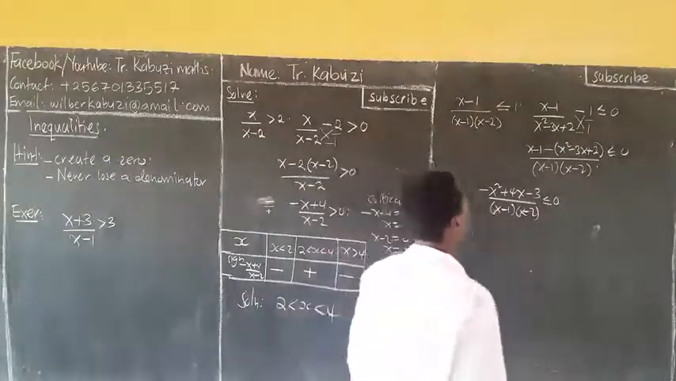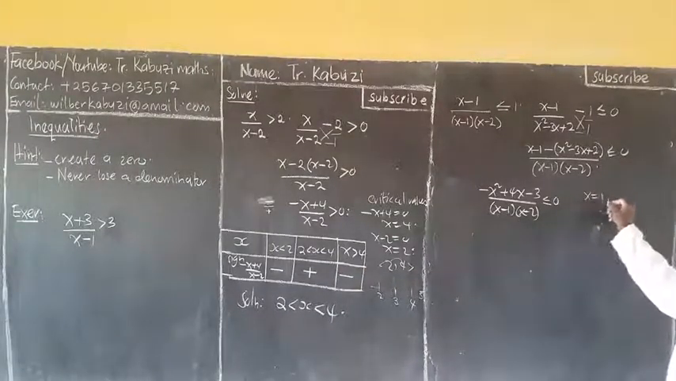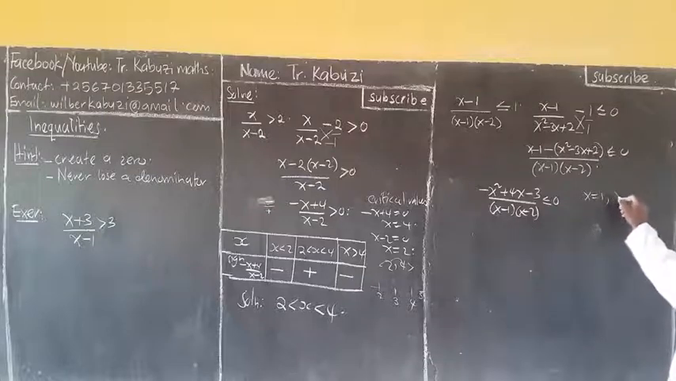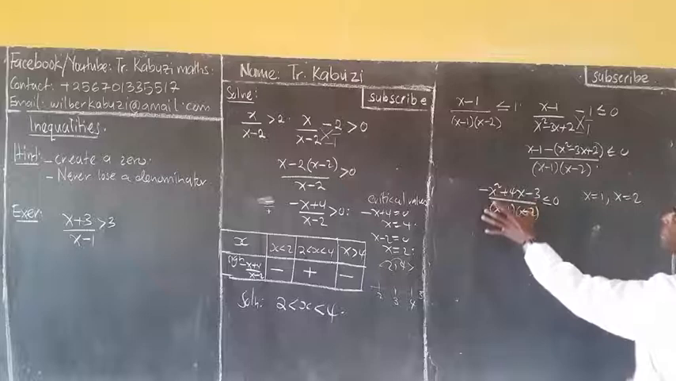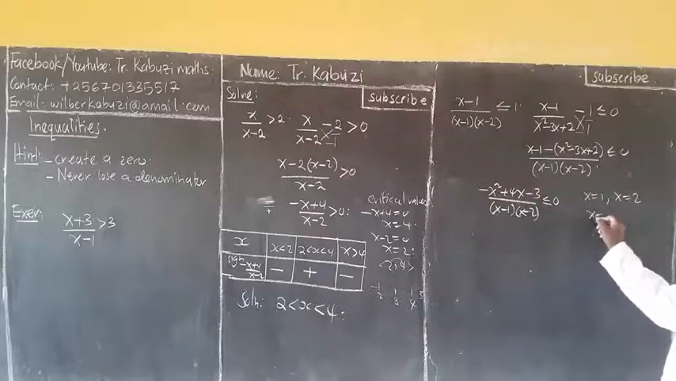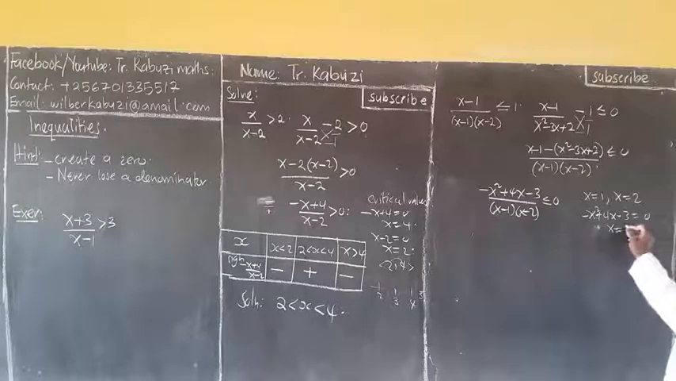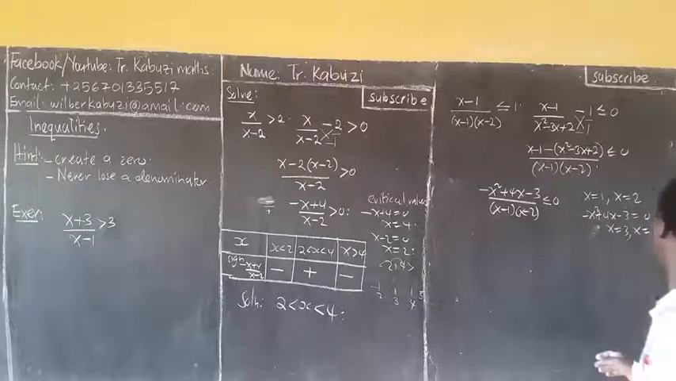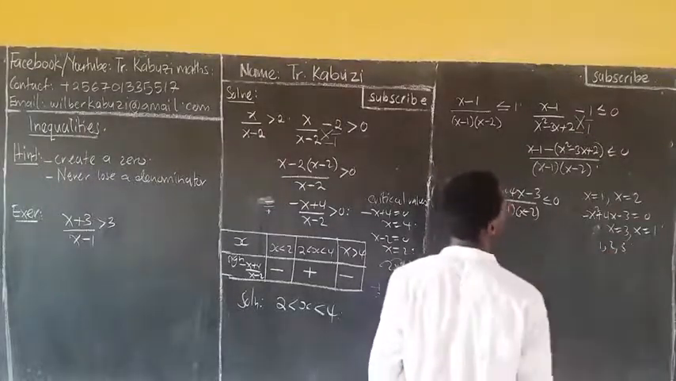You see now, to get critical values, you equate this to 0. When I equate this to 0, I get x equal to 1. When I equate this to 0, I get x equal to 2. To get critical values, you equate both the denominator and the numerator to 0. When I equate this to 0, I'll be having x squared plus 4x minus 3 equal to 0. So of this I get x equal to 3 and x equal to 1. 1 is already here. So then I have 1, 2, 3.